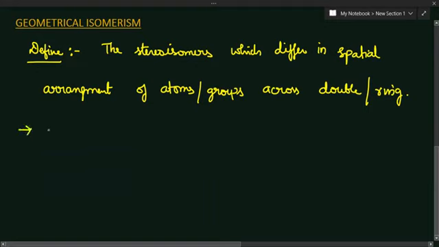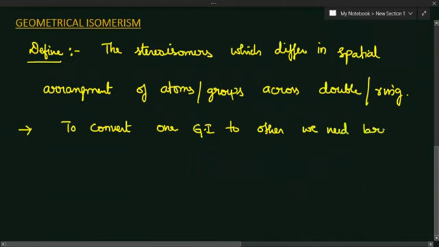The point to note here is, to convert one geometrical isomer to the other, we need to break a bond. We need to break and form some bonds. Without breaking a bond, we cannot convert one geometrical isomer to another.